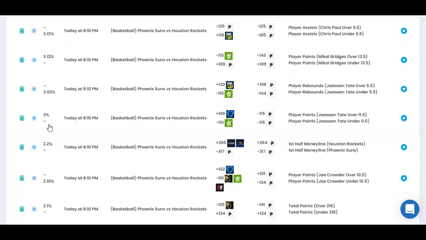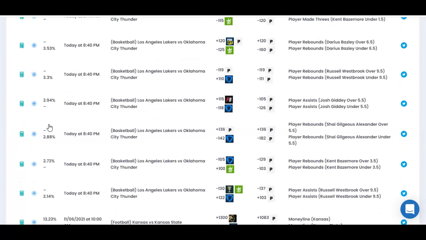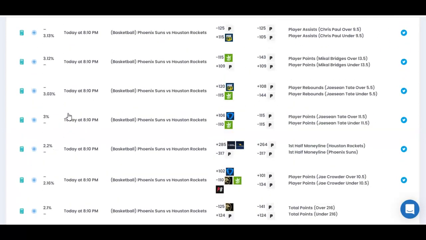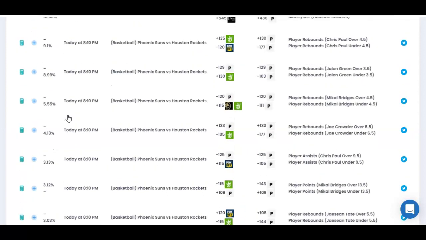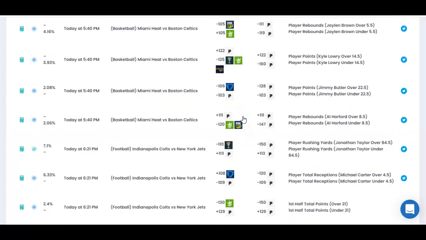And I think what we're going to do, if I can find it here, we have the Jonathan Taylor yards rushing over 84, I believe. There it is. Okay. Nope, that's not it. I apologize. It's right here. And as I mentioned earlier, there it is. Total rushing yards, Jonathan Taylor over 84.5. You can see here it's a 7.1% edge.